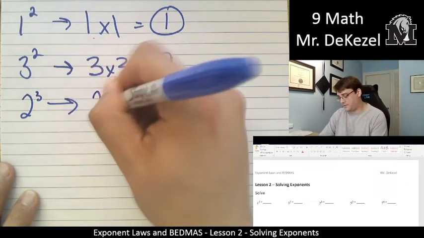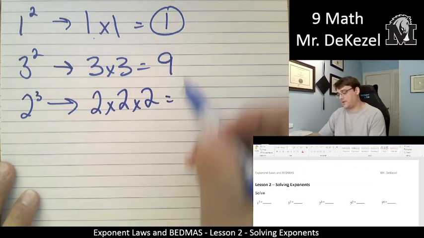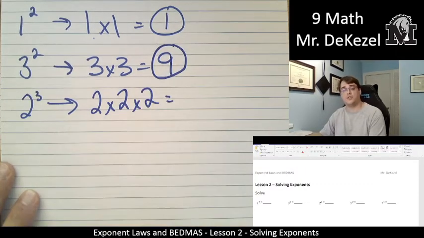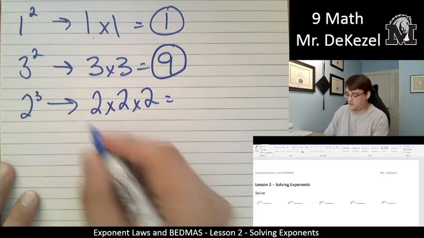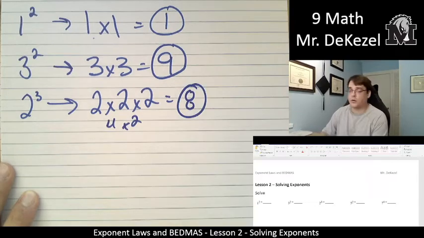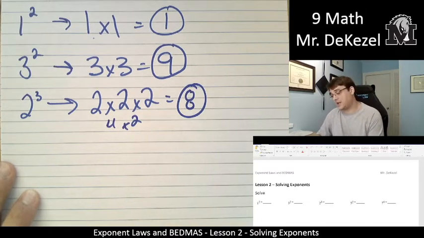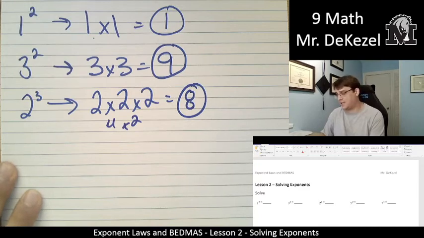by itself 3 times. The base multiplied by itself 3 times, and 2 times 2 is 4, times 2 is 8. If you would like to write it out like this, 2 times 2 is 4, and then 4 times 2 equaling 8, that is totally okay. Take whatever steps you need to, but you will become familiar with these ones. Let's take one step up.